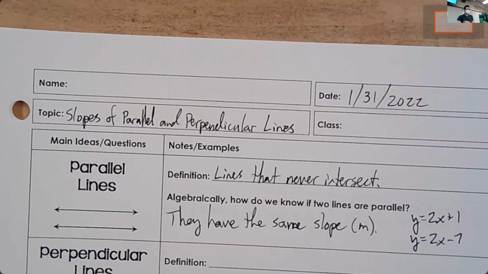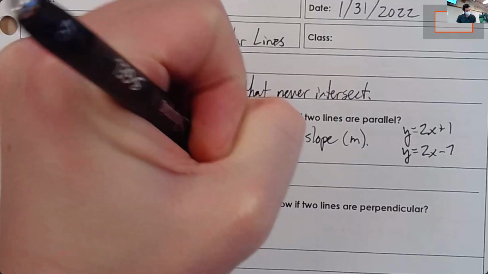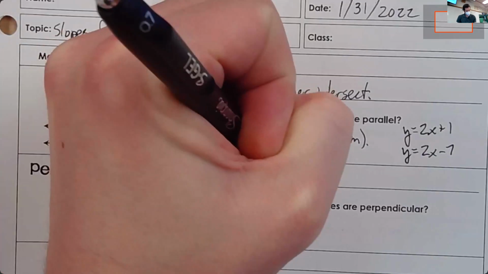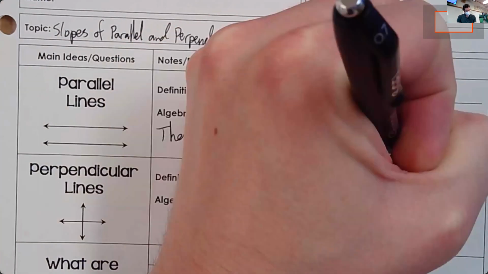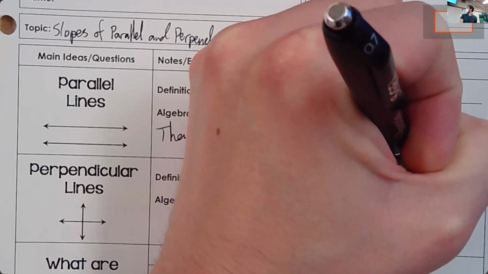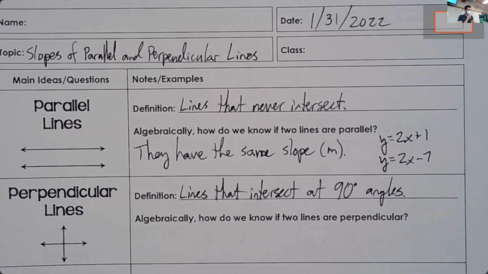So here we go. Our definition of perpendicular lines, first of all, are lines that intersect at 90-degree angles. So that whole 90-degree right angle forms a nice exact T letter when they intersect. So that's how we can define perpendicular lines.